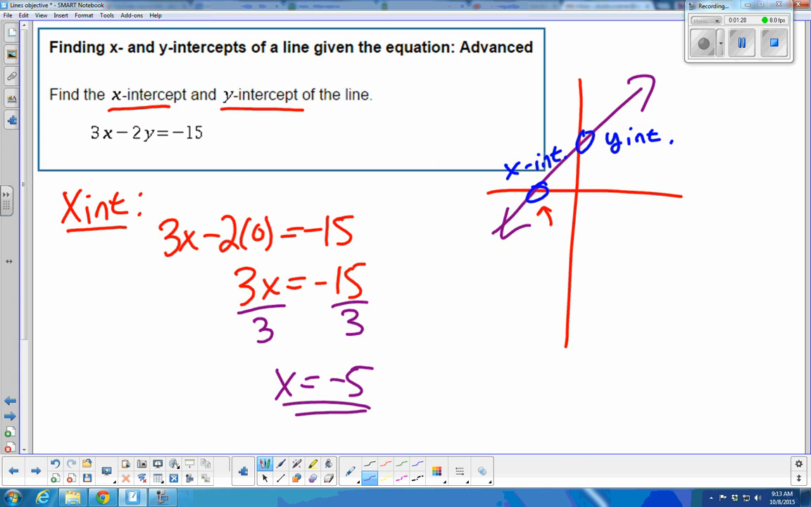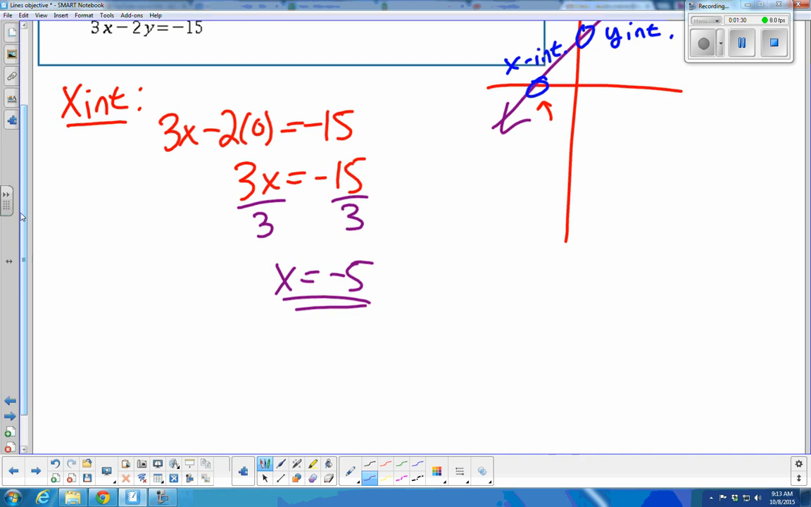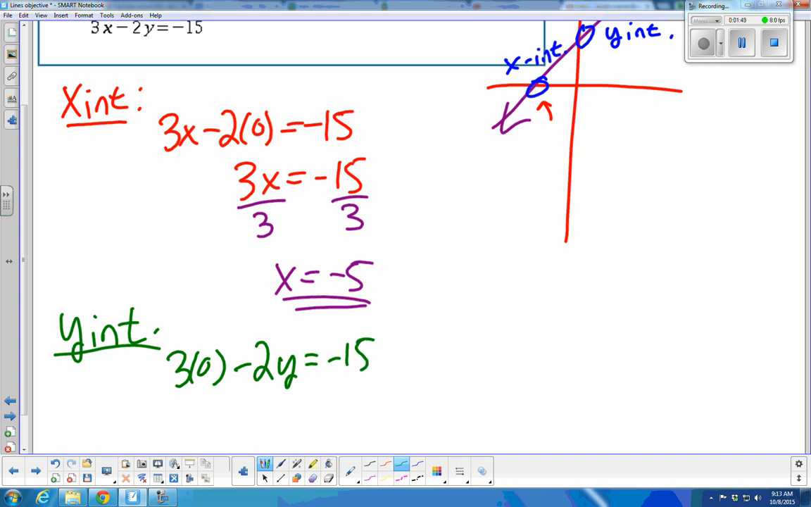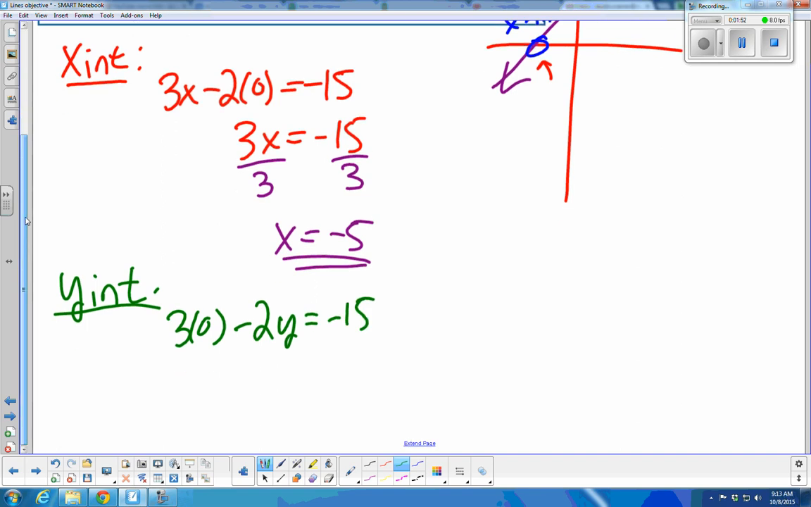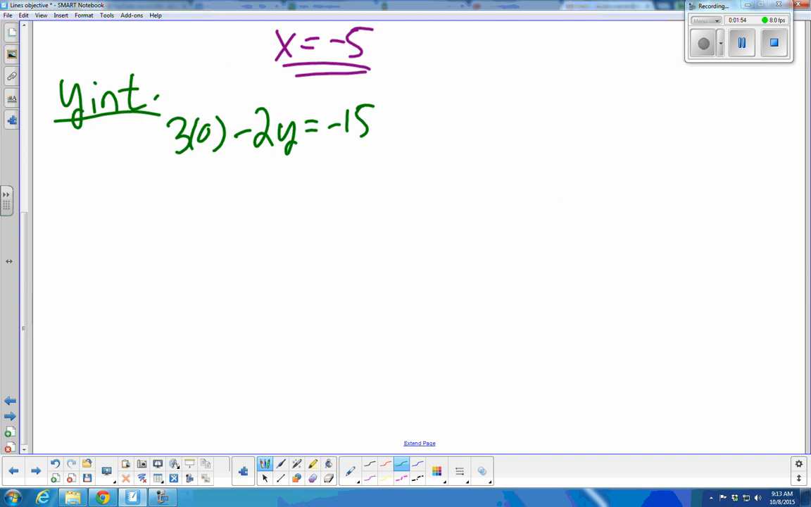Let's take a look at the y-intercept. So the y-intercept is similar, just like we used a 0 for the y in the x-intercept, we're going to use a 0 for the x in the y-intercept. So that's going to be 3 times 0 minus 2 times y equals negative 15. That's where the equation is. I plug the 0 in for the x value. Now I'm going to solve. So 3 times 0 is 0, so you get negative 2y equals negative 15.